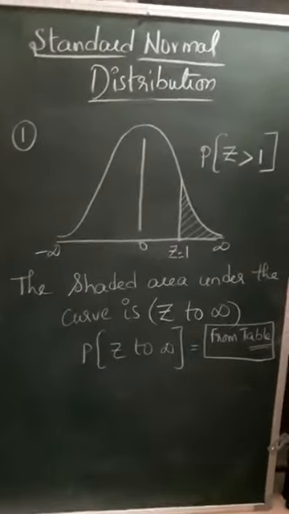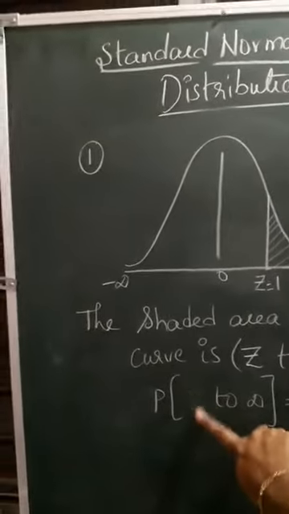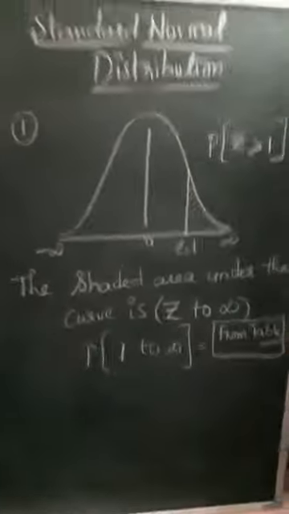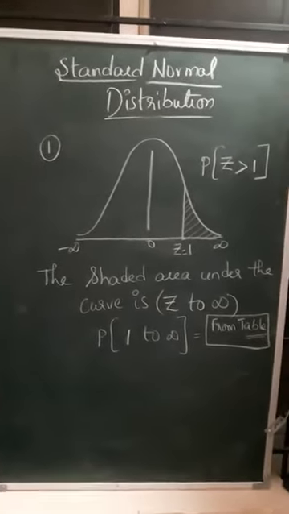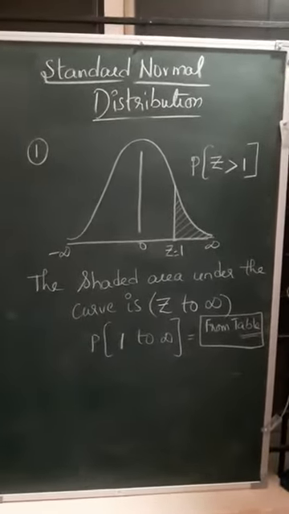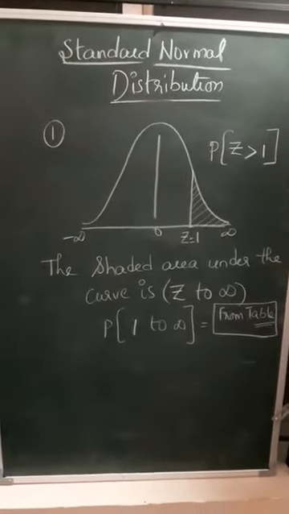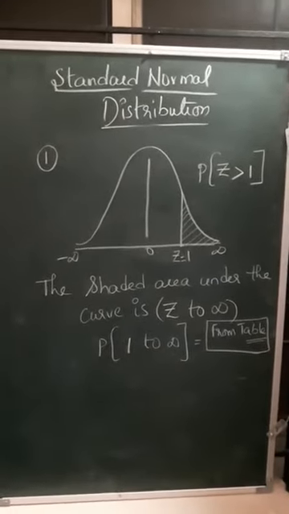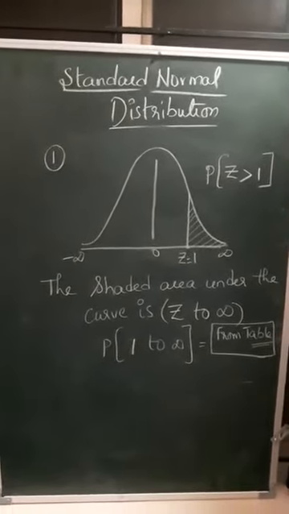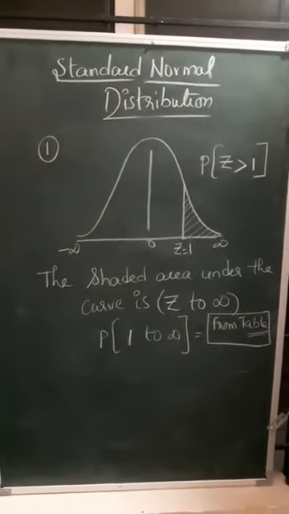Now what we have to calculate from 1 to infinity? The probability of 1 to infinity. From the normal tables you have to check. So without the normal table I cannot calculate a normal distribution problem. Remember, this is the first kind of normal curve, and how the shaded region is to be calculated.